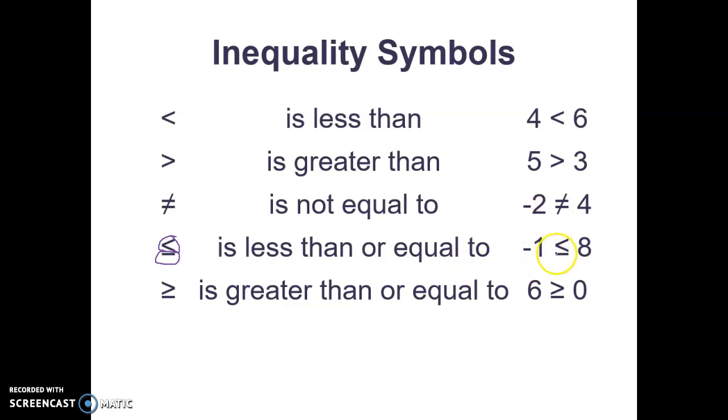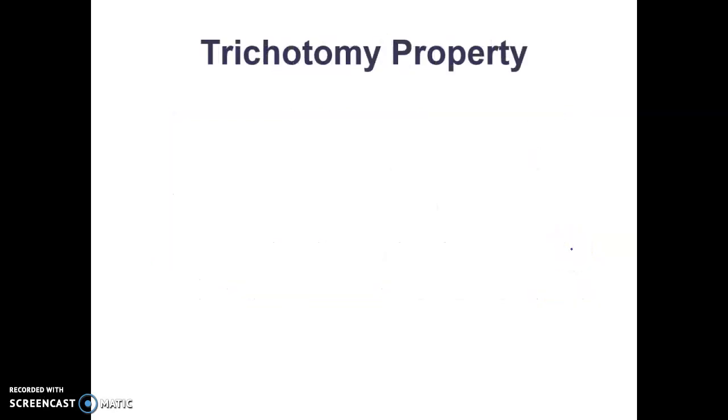You may be thinking, but -1 isn't equal to 8, and you're correct. This symbol does not mean equal to. It's one or the other. It's less than or equal to. And in this case, it does meet the requirements. It is less than 8. So be careful. This doesn't mean it's both. It can't be both less than and equal to. It's one or the other.